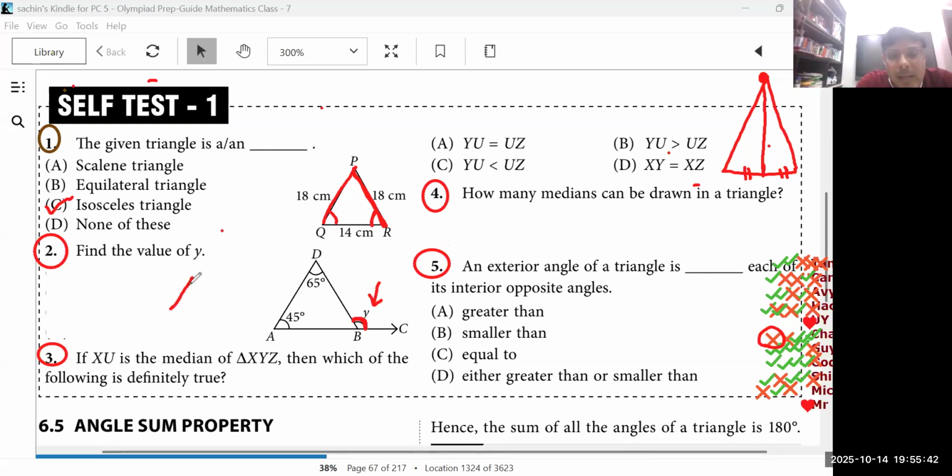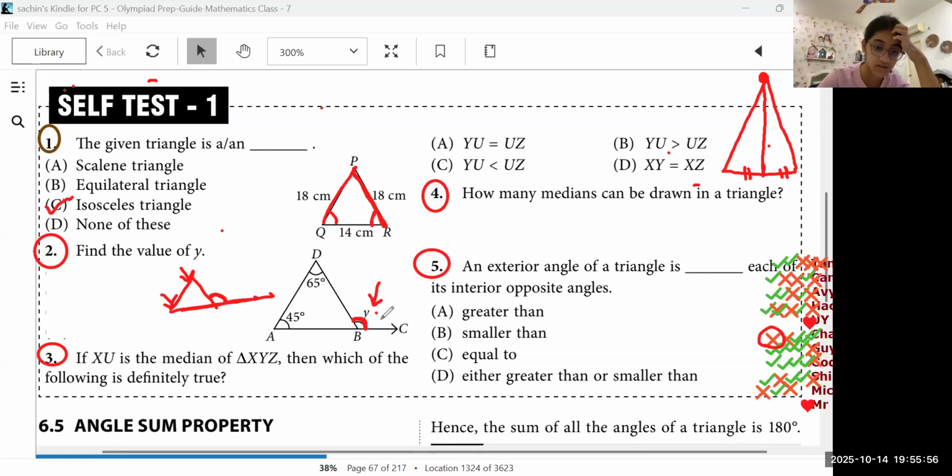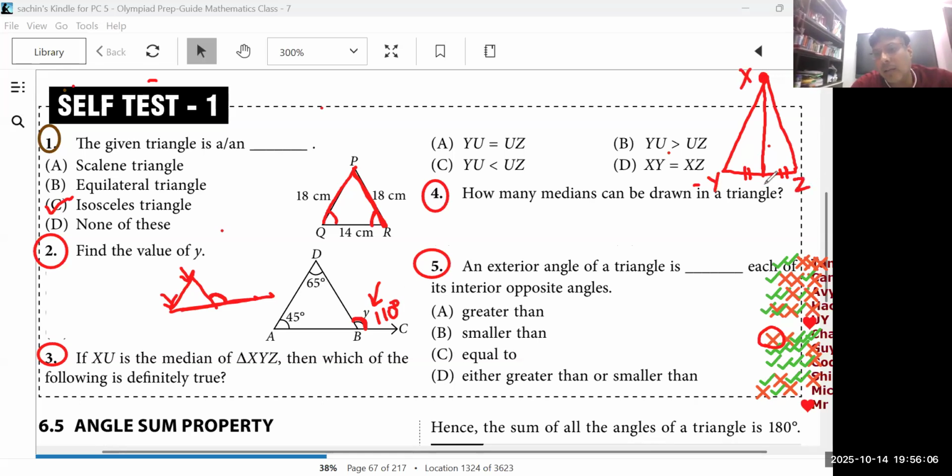So this is an exterior angle. If in any triangle we extend one side, an exterior angle is formed. It is equal to the sum of the opposite interior angles. So 65 plus 45 will be what? 110. Next, if XU is the median in triangle XYZ, then YU equals UZ, because it's the median, it divides the opposite side into two equal parts.